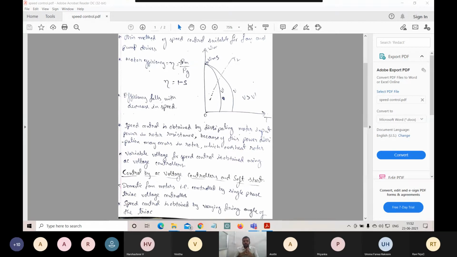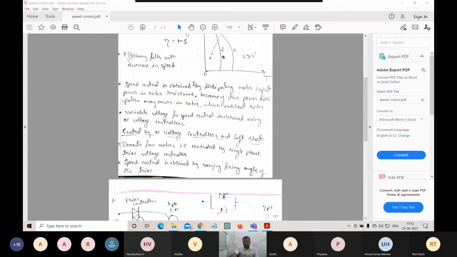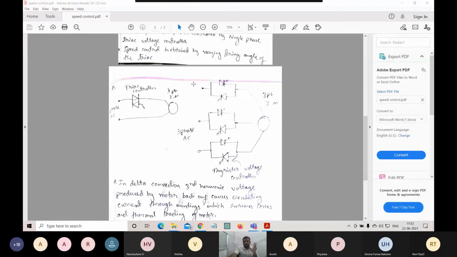These are our AC voltage controllers. Variable voltage for speed control will be obtained by using a cycloconverter or else VSI drives, sorry, inverters. Control by a voltage regulator and soft start. Soft start, so what does it mean? Here we are using a cycloconverter, or else you can use it as an inverter.